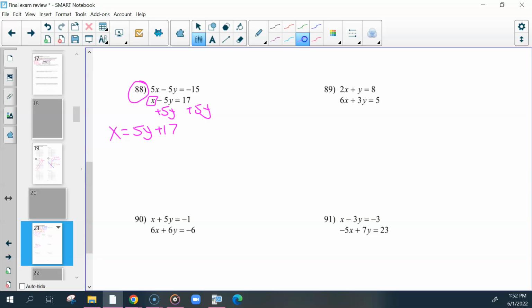Then everything we did before, the process is the same. So I'm going to take this equation that we saw for x, and I'm going to put it into the first equation where x is. So we have 5 times 5y plus 17 minus 5y equals negative 15.